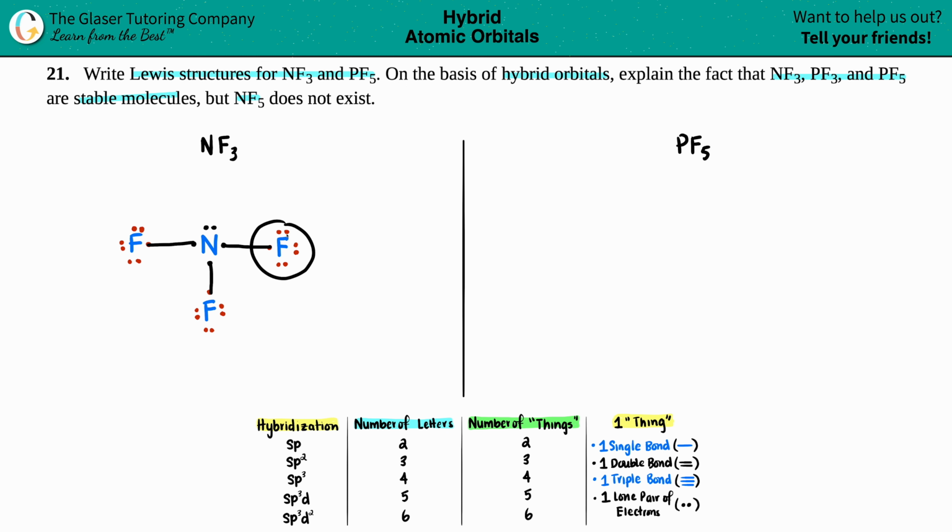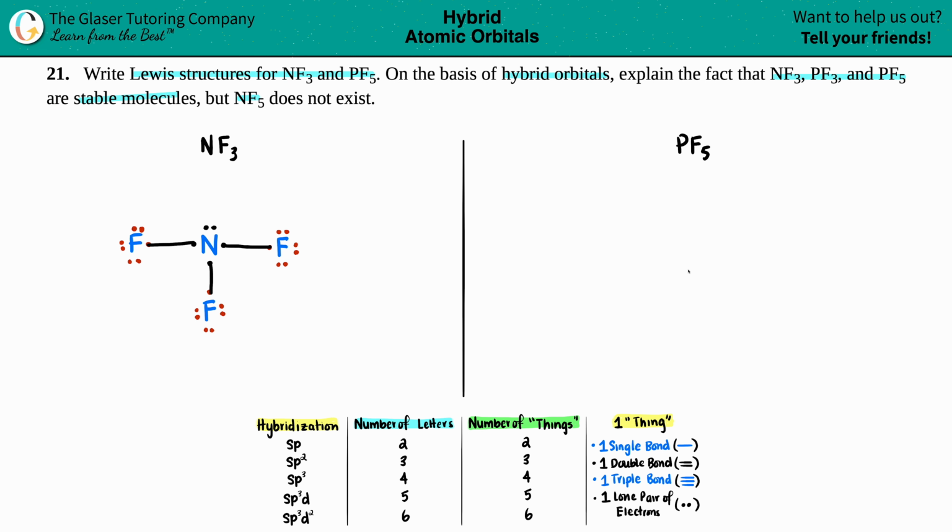So this fluorine has 8 electrons, right? 2, 4, 6, 8, so that one's good. The same thing with this fluorine and this one. Now, since we have all the fluorines figured out, the nitrogen also has the octet, right? 2, 4, 6, 8. So there's your first Lewis structure.